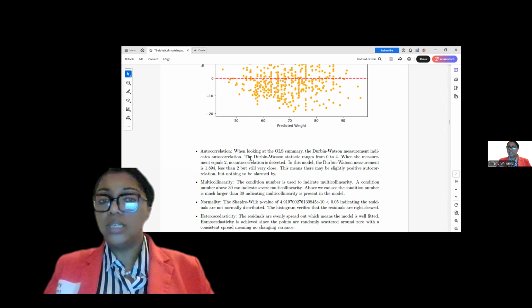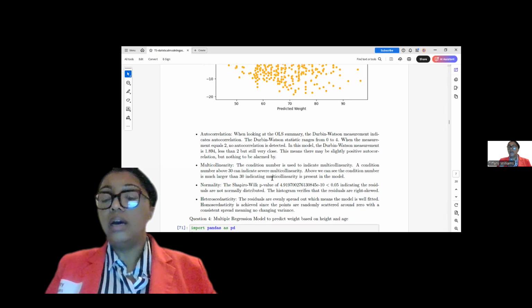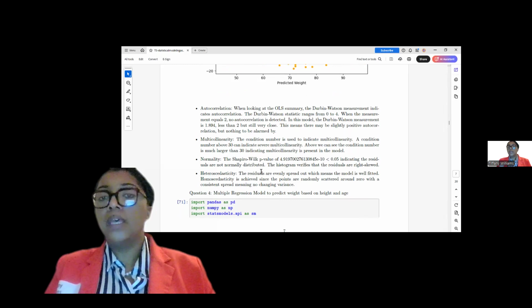So again, the autocorrelation is close to 2 from that Durbin-Watson statistic. So that means there's slightly positive autocorrelation. The multicollinearity, based on a conditional number greater than 30, means that multicollinearity is present. For the normality, again, the Shapiro-Wilk p-value is less than 0.05, so the residuals are not normally distributed.